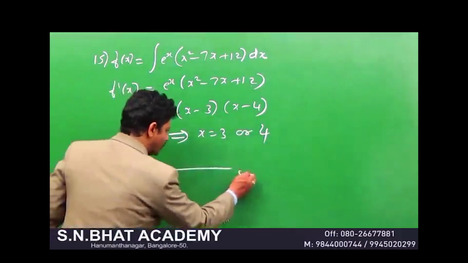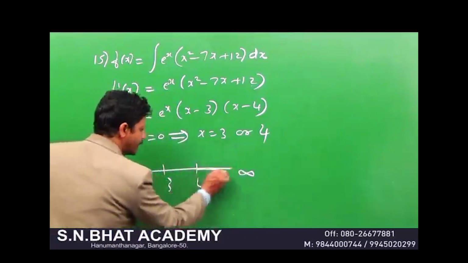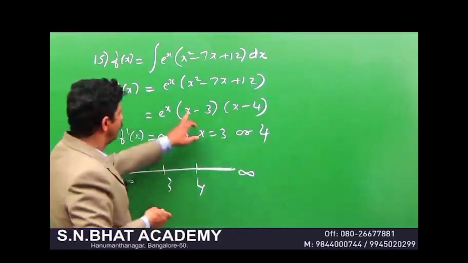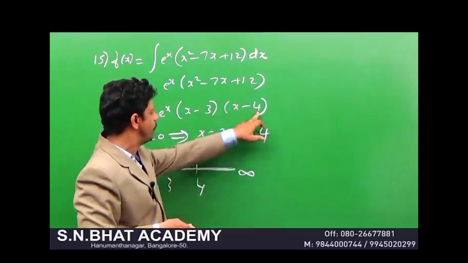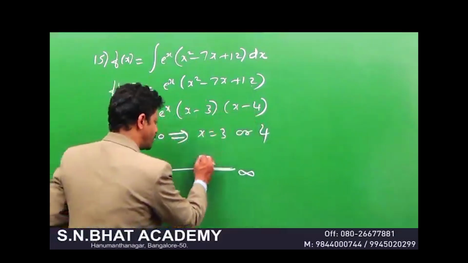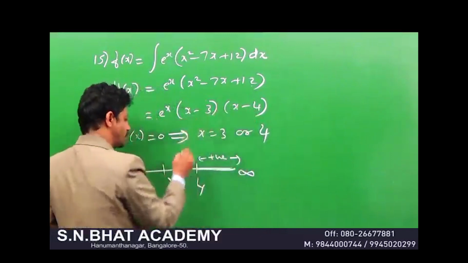Now mark these numbers on the number line. Now substitute a number greater than 4, say 5. When you put x equal to 5, 5 minus 3 is positive and 5 minus 4 is also positive. All are positive, therefore the product is positive. So for any number greater than 4, f dash is positive.